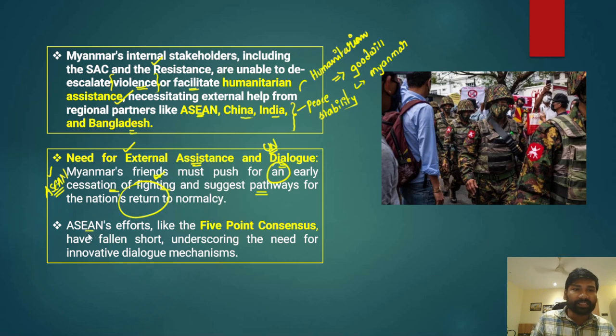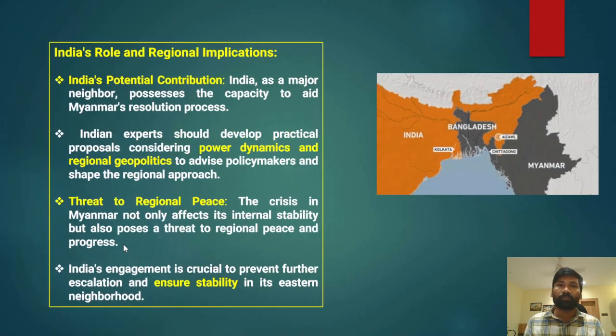However, the Asian nations' efforts, like the earlier 5-point consensus, had a lot of shortcomings. The 5-point consensus is not addressing the actual issue in Myanmar, and because of that it has fallen short, underscoring the need for innovative dialogue mechanisms. Ultimately, we need to bring different factions onto the diplomatic table, finding a plausible and more credible peaceful solution. That is how we can address this issue. This is what the author has been suggesting with respect to Myanmar's problem.